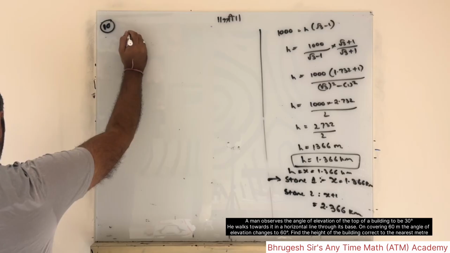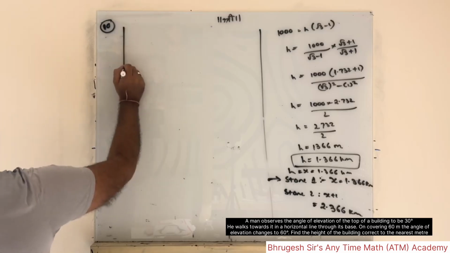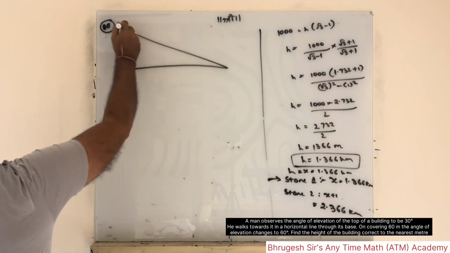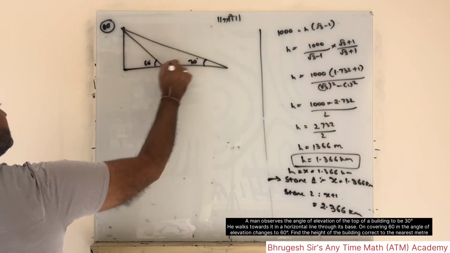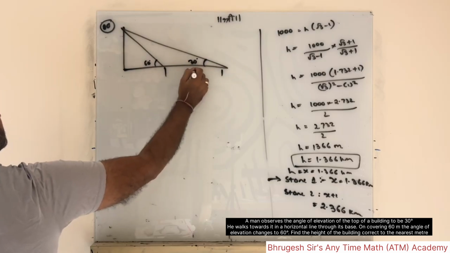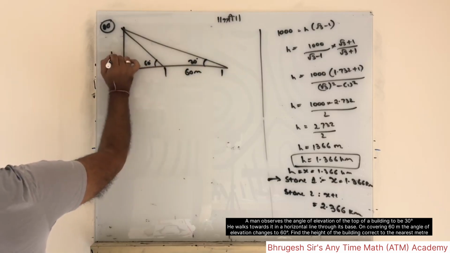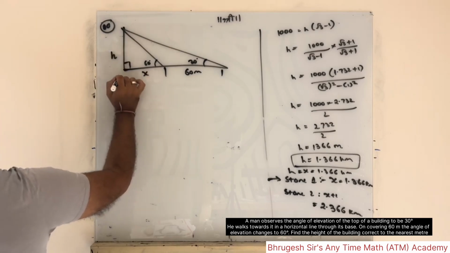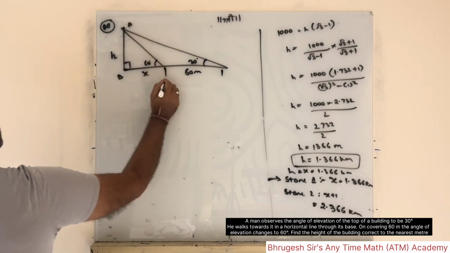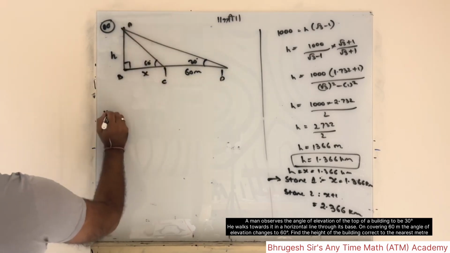A man observes the angle of elevation of the top of the building to be 30 degrees. He walks towards it in a horizontal line. On covering 60 meters, the elevation changes to 60 degrees. Okay. मतलब पहले 30 था, फिर 60 डिग्रीज हो गया. कितना डिस्टेंस कवर किया? 60 meters. Find the height correct to nearest meter. ओके मेरा बच्चा लोग, तुम लोग के रेफरेंस के लिए मैंने एक डायग्राम बना के दे दिया.